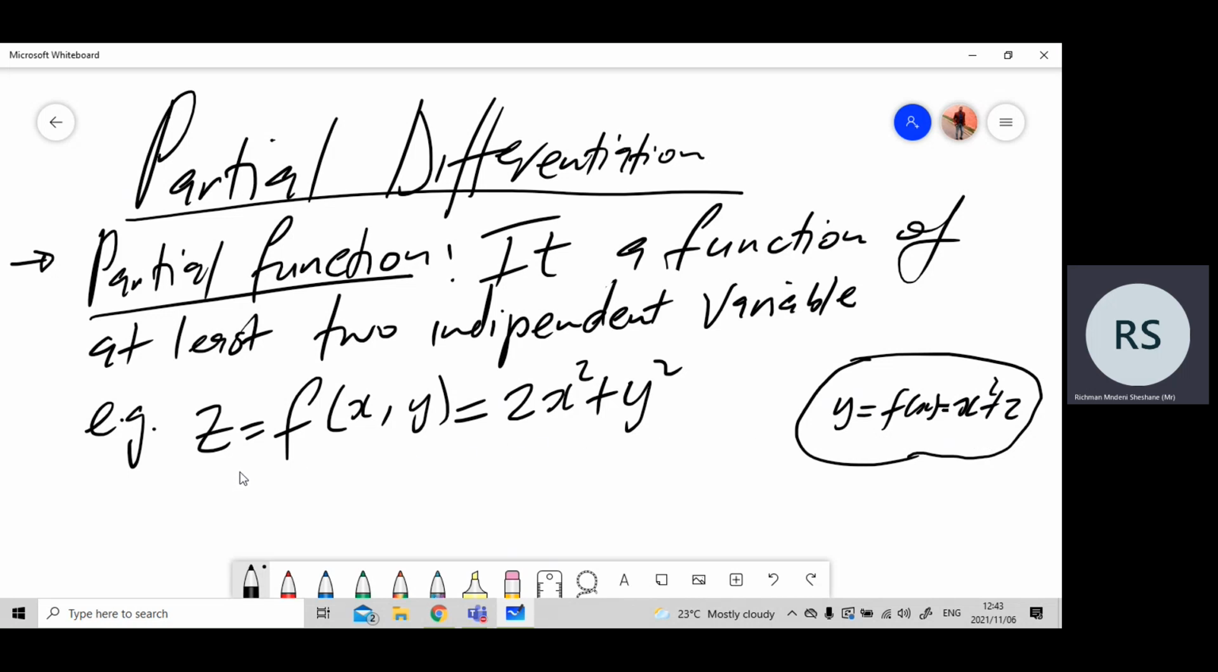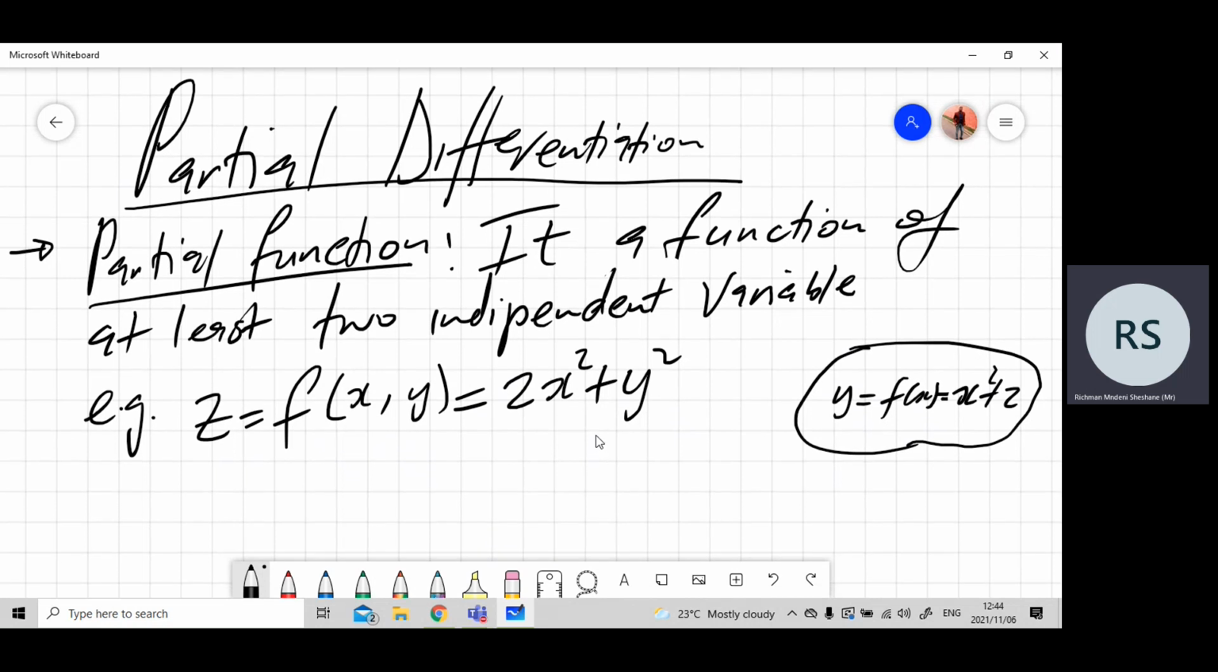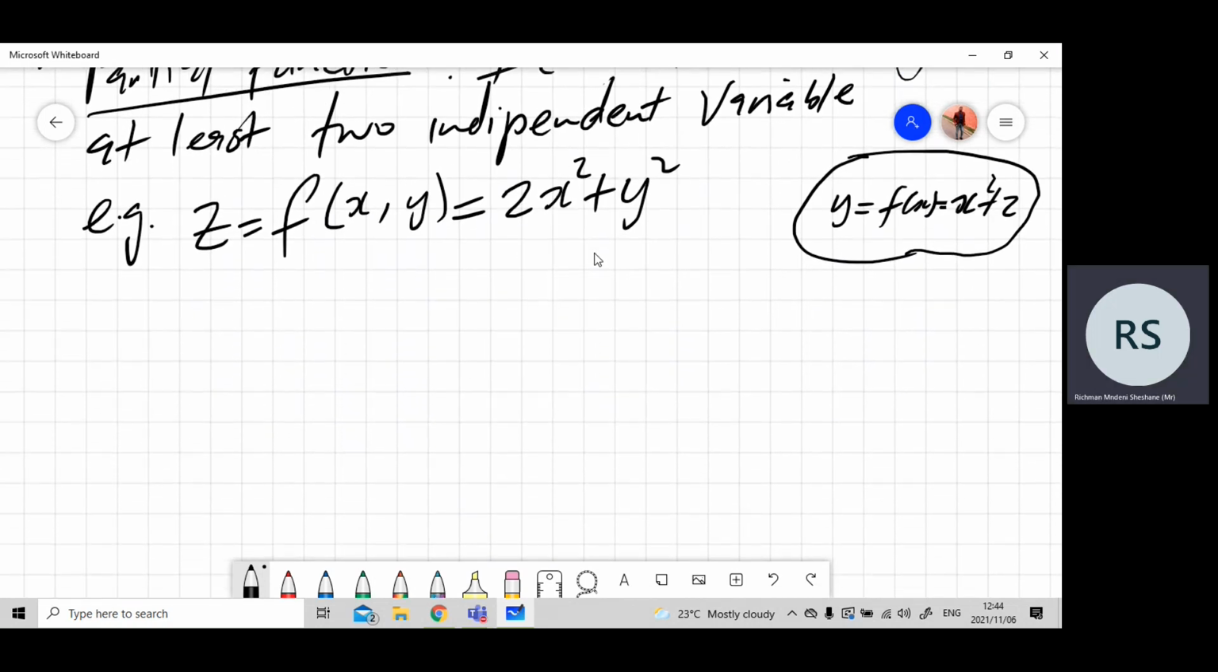Now, in partial functions, we use y as an independent variable, as x. So in this case, z is a function of two variables. It can be a function of more than two variables, but for example, this is a function of two variables. It's a partial function. So we're going to find a derivative of such functions.